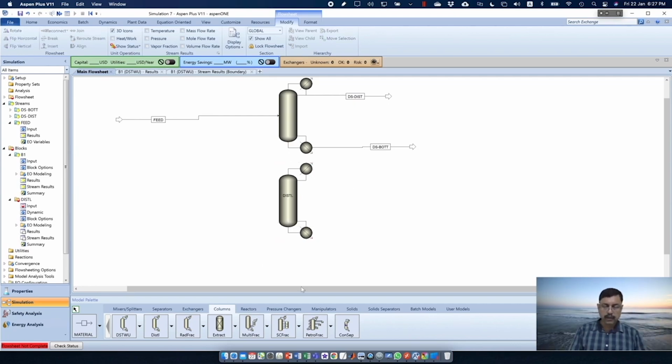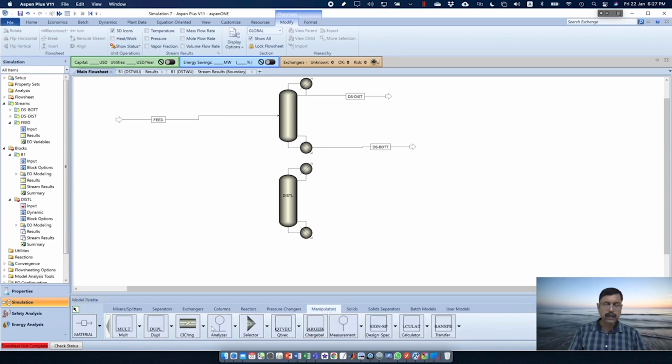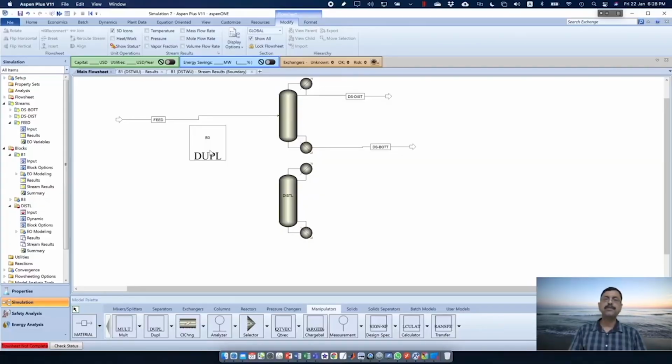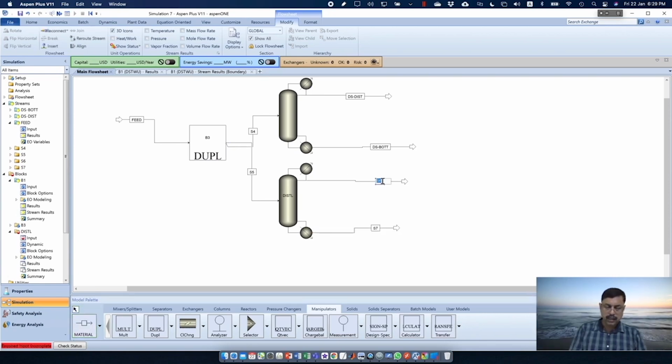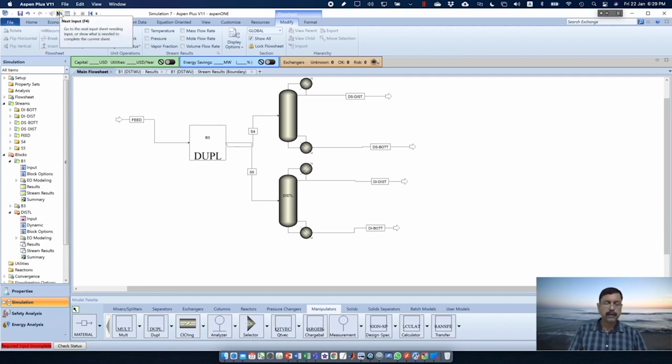Now we will use a manipulator over here, this is a duplicator. This duplicator block just duplicates the streams as if the same stream is going in two different paths. So for that, we have to connect with this, and then material feed to this one, material feed to this one, again outlet and outlet. So we rename it as DI dist and this one is DI bot. Then we click next. Obviously the feed information has already been given. It is just duplicated. Now we have to give the information on the distill block.